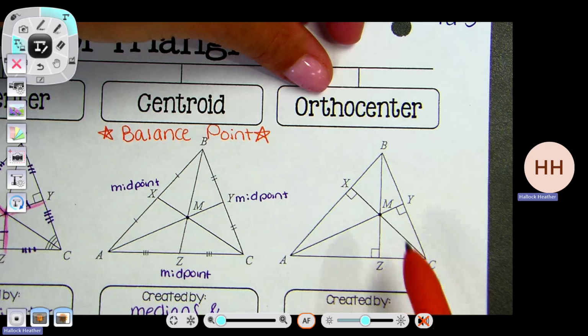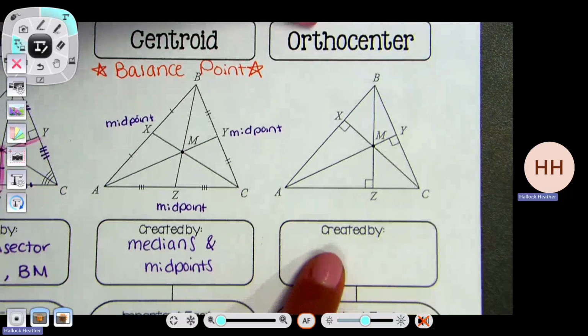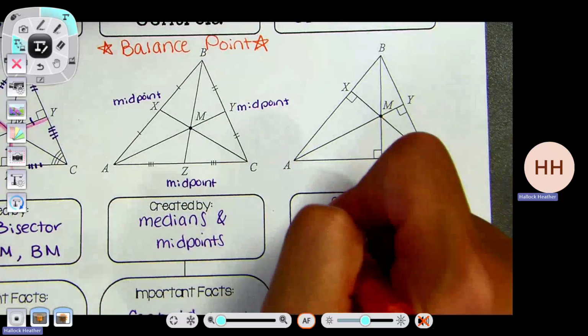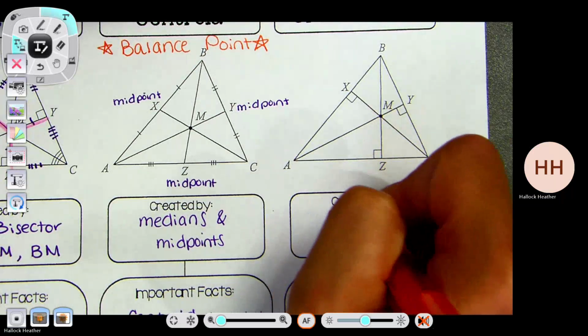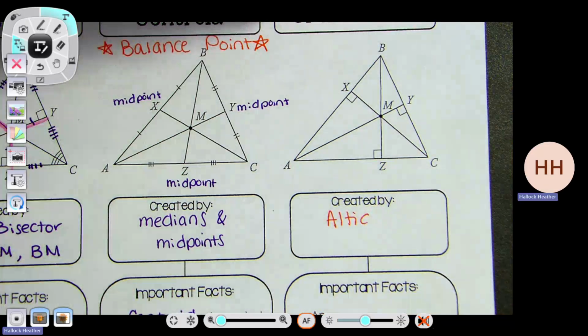It's like a waste of time. So we're just going to talk about it. We're going to discuss what it looks like, and then we're going to move on. So for an orthocenter, this is created by altitudes. Oh, hold on. Where's my red?